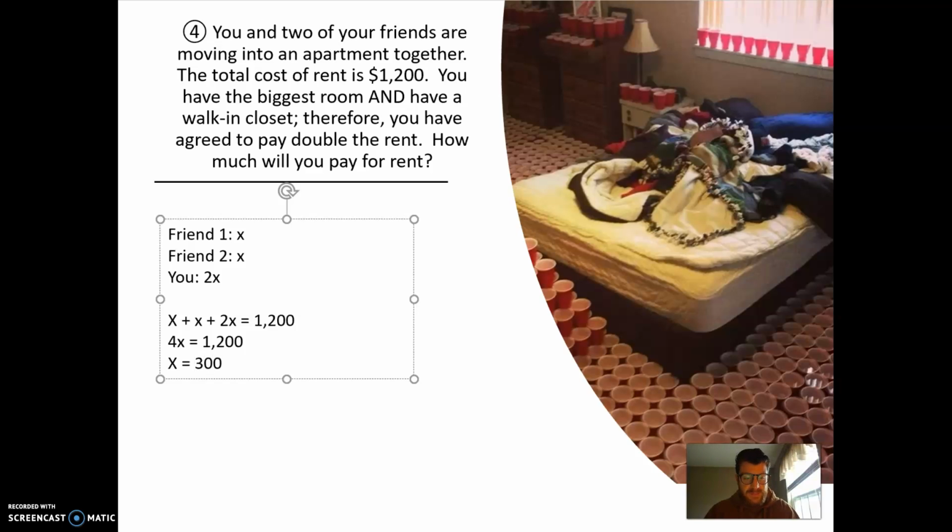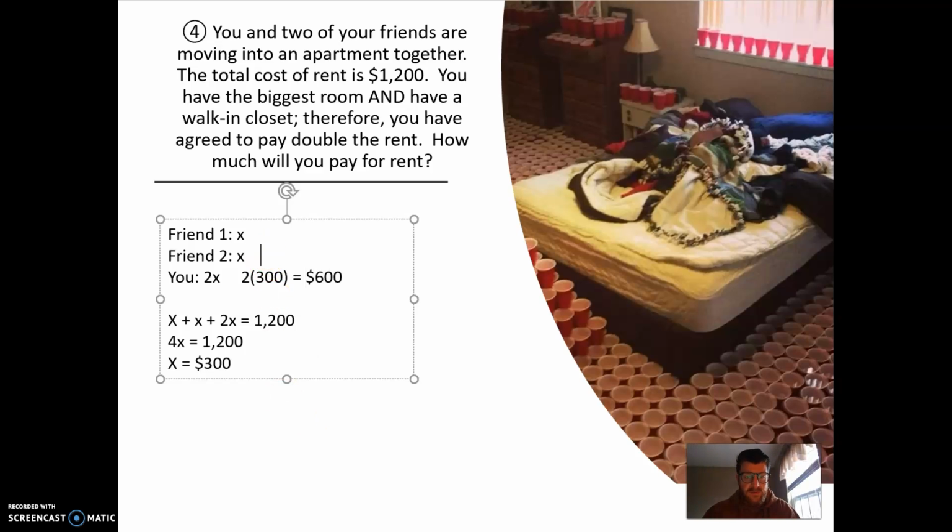$300. Now let's make sure we answer the question. So how much rent will you pay? Okay, so friend 1 pays X. That's $300. Friend 2 pays X. That's $300. You pay 2X. So you pay 2 times whatever X is, which in this case is 300. So you're actually going to pay $600.